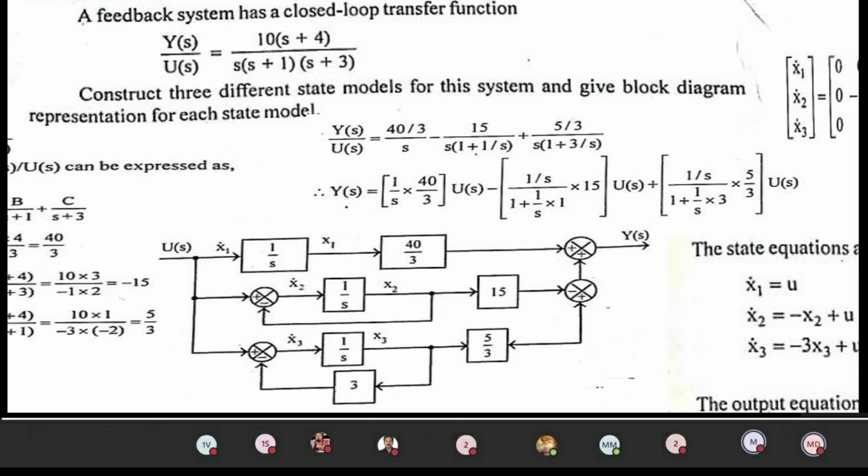By having this output equation, you can draw the canonical state diagram. From the canonical state diagram you can obtain the state equation, and from the state equation you can write the state model, that's all. Here you can see 1 by s is there. Directly 1 by s will be given to your 40 divided by 3 block. The output of this goes to the output summer, and then you can see 1 divided by 1 plus term, which is nothing but your loop. Therefore the numerator is 1 by s.